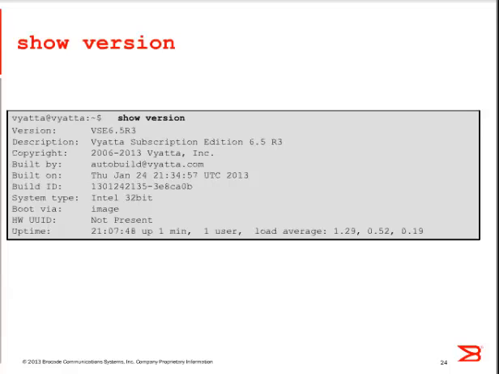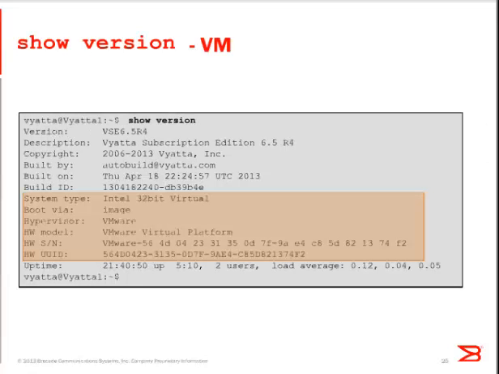Let's look at an example of a show command. If we wanted information on the software version running on the vRouter, we type in the command show version. This output includes important information such as the software version number and the boot source. If you're running Vyatta as a virtual machine, you'll see additional information about the virtual environment. This screenshot shows a capture from a virtual machine running on a VMware hypervisor.